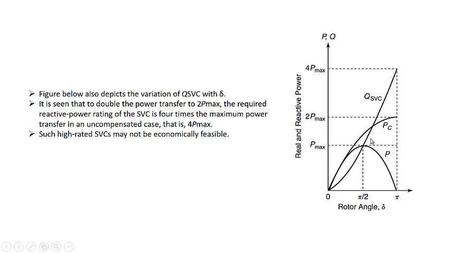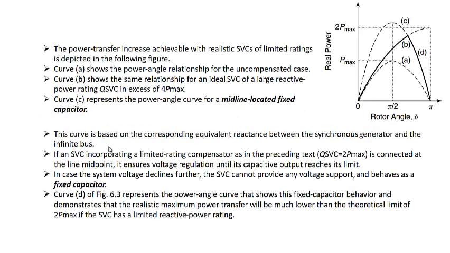So that means to increase the real power to twice Pmax, the compensator has to supply as much as 4 times Pmax of reactive power. So such a high rated SVC is not economically feasible. So what will happen, and what are the practical limitations of this, we will see now. Until now we were assuming only the ideal case of the compensators.